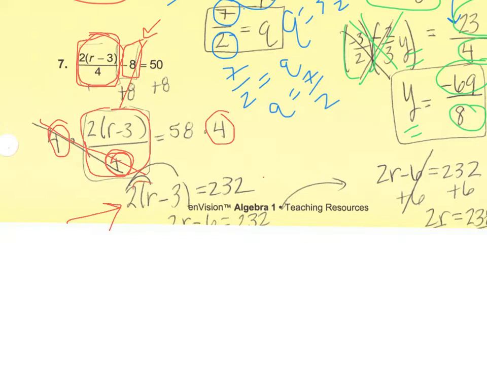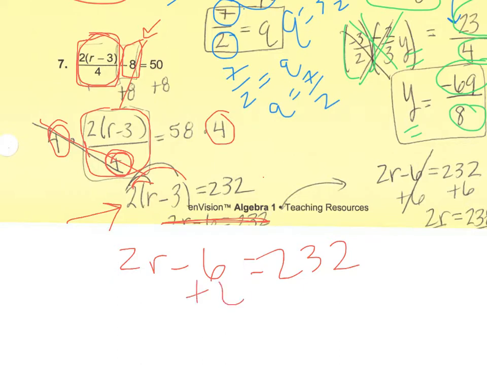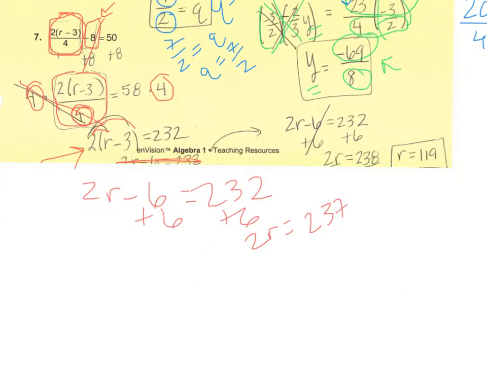So from there, we distribute the 2. I'll rewrite this. So we get the 2r minus 6 equals 232. Then we add 6. And we get 2r equals 237. Oops, just kidding. 238 divided by 2. So we get r is 119.